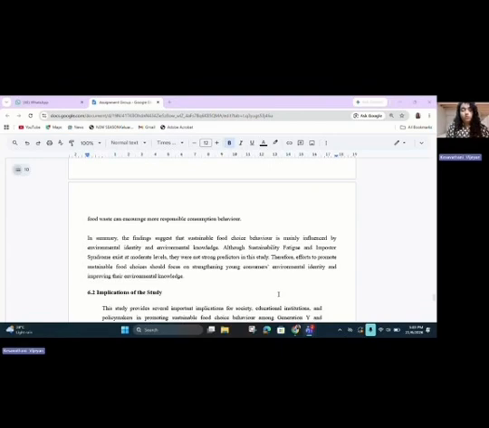Overall, environmental identity and environmental knowledge are the main factors that influence sustainable food choice. Although sustainability fatigue and imposter syndrome were present, they did not strongly affect people's behavior. Therefore, we should focus on increasing environmental awareness and helping young people build a strong connection with the protection of the environment.